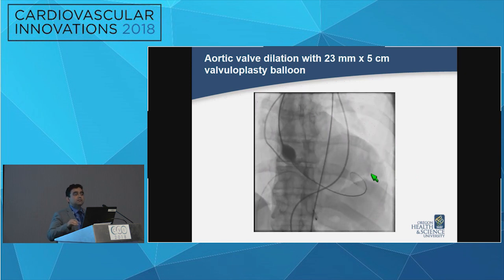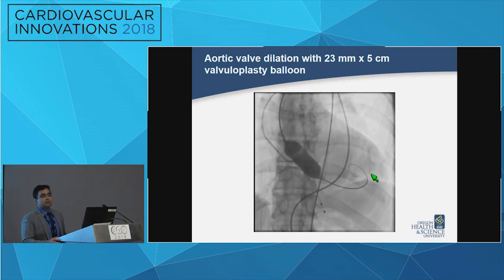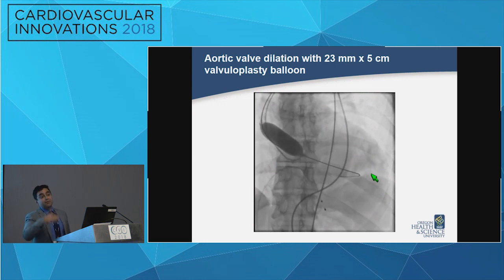So you'll note there was a 4 week interval, 4 weeks. Yeah, and then we repeated the echo.